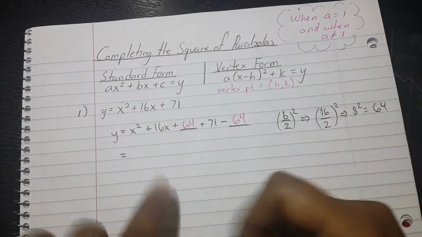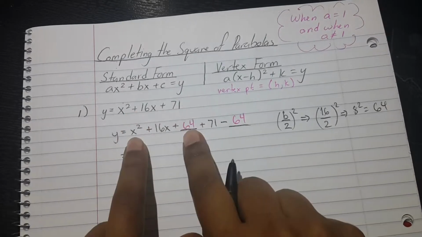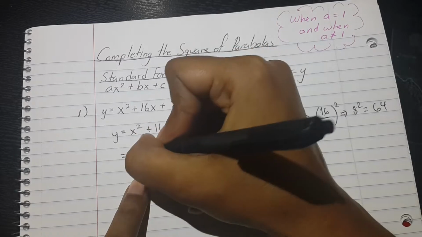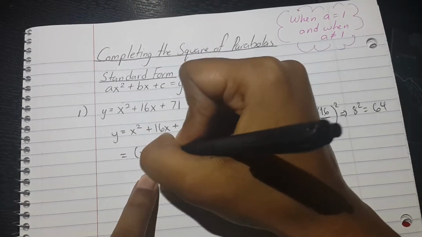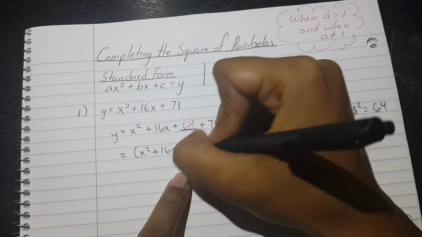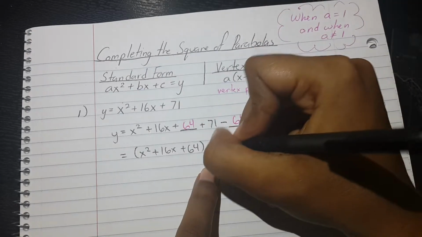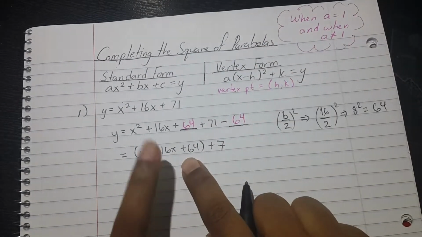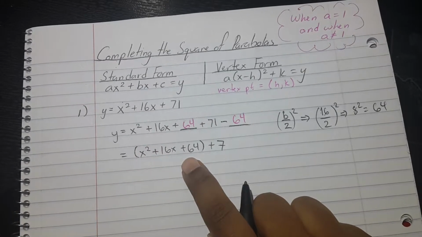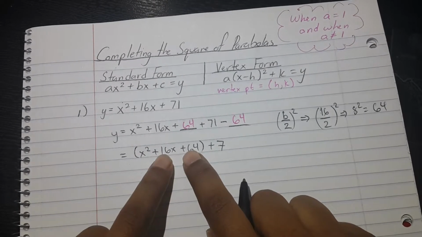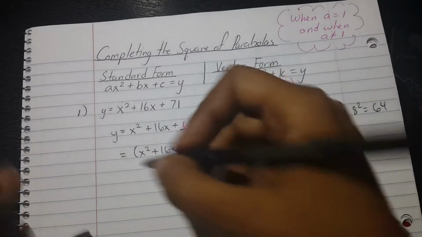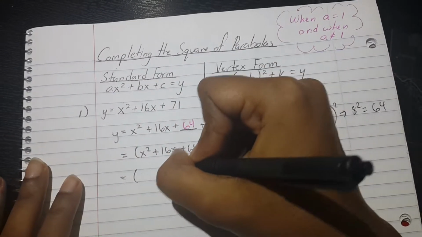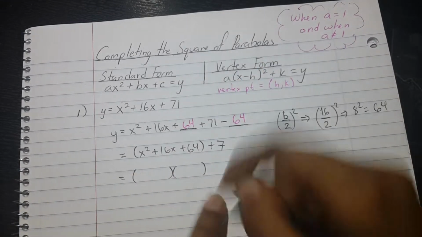So next step is we want to factor the first 3 terms, and then we just combine the last 2 terms. So I'm actually just going to put this in parentheses, x squared plus 16x plus 64, and then I'm going to combine these two constants, which is going to give me 7. And now you're factoring this part. So there's 2 ways to factor at this point. You can just factor normally by creating 2 bubbles, or you can use the box method. So I'm going to create the 2 bubbles here.